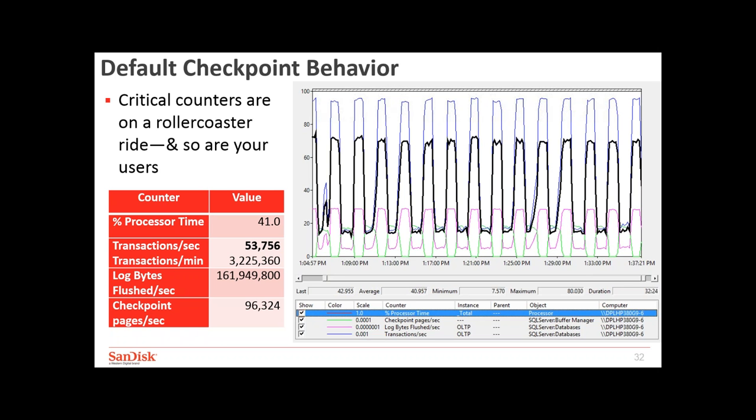You saw several charts earlier of the fantastic performance we were able to provide with this configuration. Part of the reason for that great performance is some of the tuning that we did, and some of that tuning included mitigating checkpoint behavior. But again, this is the default behavior. You can see when a checkpoint happens, CPU goes down, transactions per second goes down, log bytes flushed go down, all the important counters go down while the disk is servicing the checkpoint. And this is something that all of you are very likely to see in your own environments. Maybe not quite this extreme, but you see it.